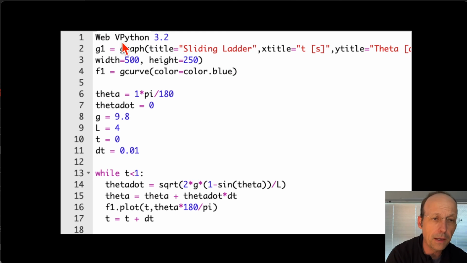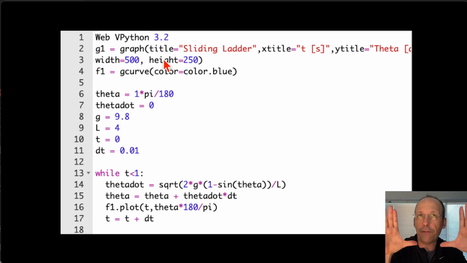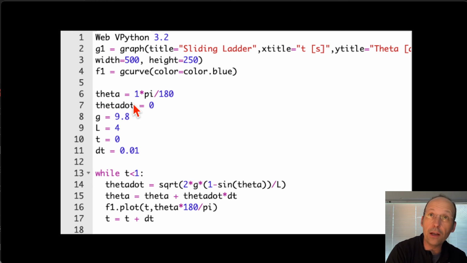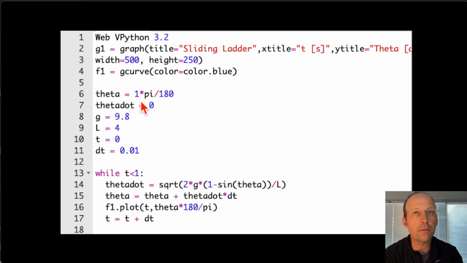It's not really important. Line 2 is making a graph. I'm going to make a graph of theta versus time, and that's just part of the function I'm going to plot, so you don't really need to know about that. Here's my initial angle, theta. I'm using radians, right? So if I want 1 degree, I have to convert that to radians, pi over 180. And then here's my initial angle, which I don't need. I calculate that. Whatever, it's there anyway.